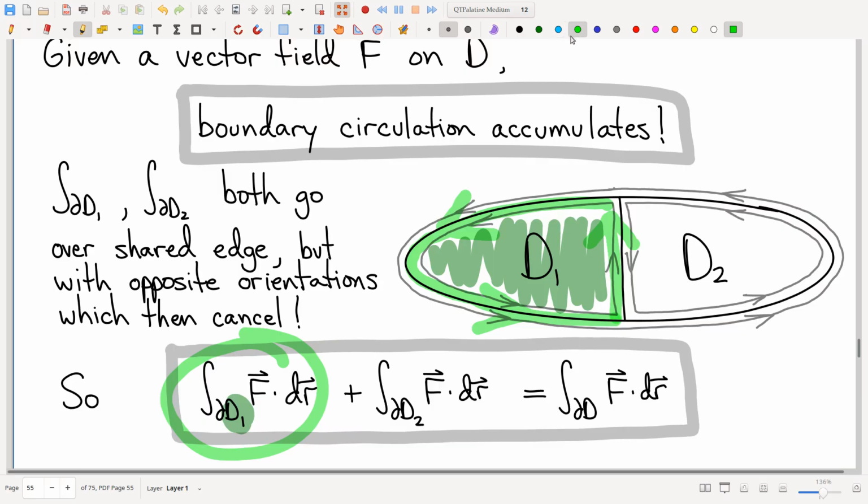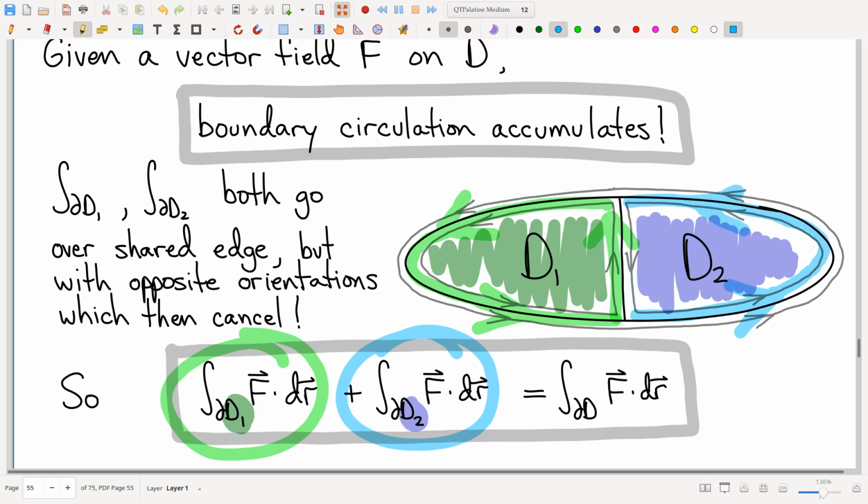Now let's think about D2. Here's D2. If I ask what is the boundary circulation for D2, I've got to take D2 and imagine the boundary curve, following those boundary conventions, and that is a line integral kind of like this. So I've drawn here the boundary circulation for D1, and the boundary circulation for D2.